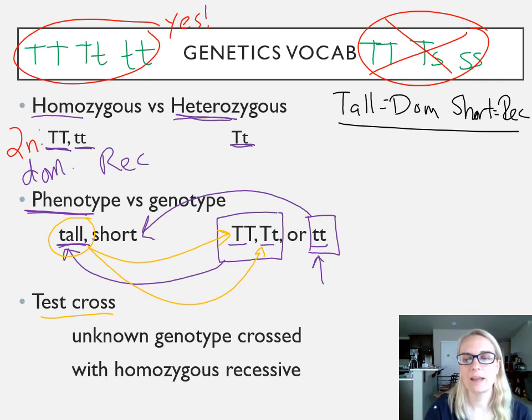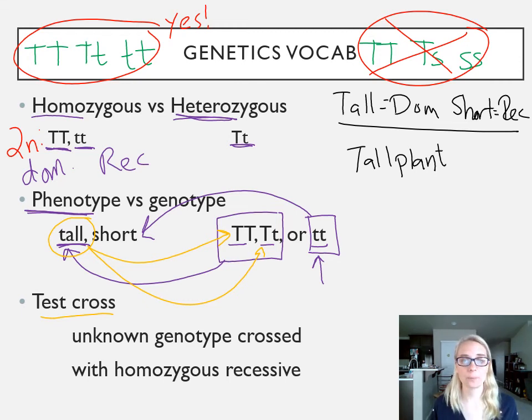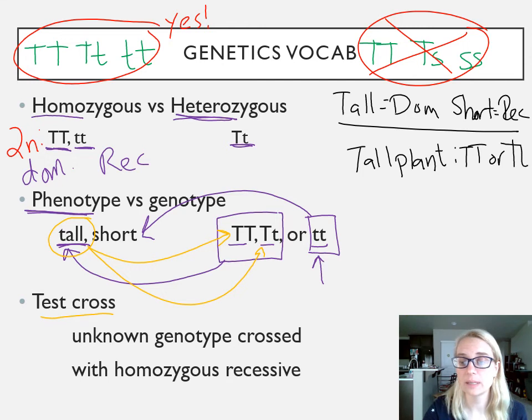So let's say I have a tall plant, and that's all I know. I know its phenotype, it's a tall plant, but I don't know what its genotype is. I want to figure out my tall plant's genotype. I can't tell just by looking at it because it could be big T, big T, or big T, little t. It's a mystery. So how can you figure that out?